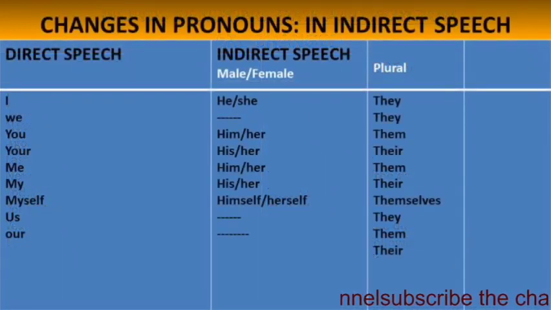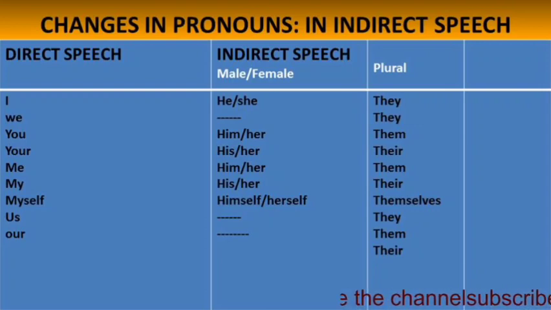Then changes in pronouns. Okay, I becomes he or she. It depends upon the subject. Then we becomes they, plural. If it is plural, it becomes they. You becomes him or her, again in plural form. Then your becomes his or her, their. Me becomes again him or her. This is how the changes in pronouns also take place. It is based on the subject.